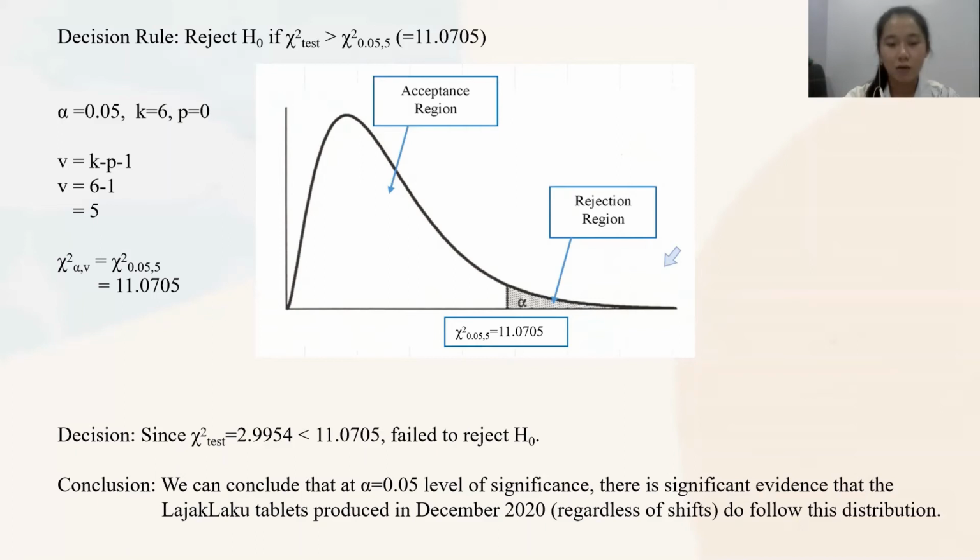Hence, we can conclude that at alpha equal to 0.05 level of significance, there is significant evidence that the LAJAK tablet produced in December 2020, regardless of shift, do follow this distribution.